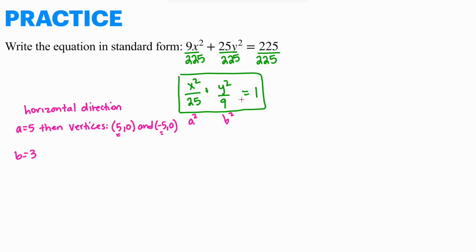B is going to be 3 because b squared is 9. So the co-vertices would be 0, 3. It's along the y-axis. And 0, negative 3.